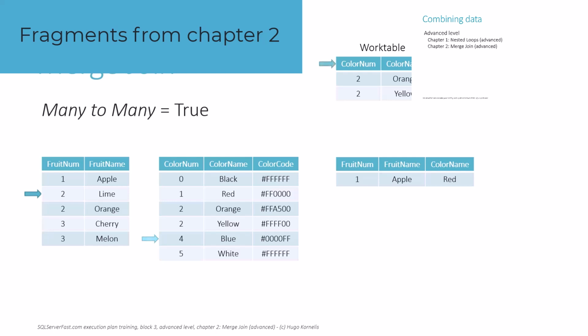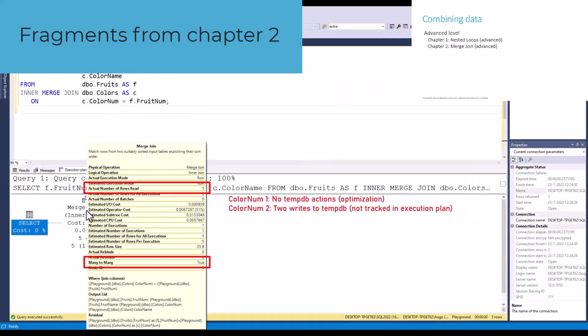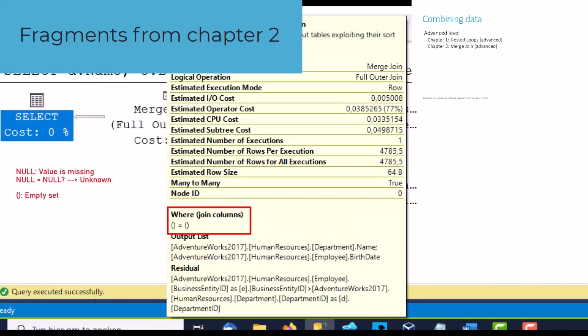After that, we show how the basic algorithm fails when there is a many-to-many relationship between the inputs and how SQL Server works around that. That workaround is not free though. We end the chapter with a look at an edge case where merge join is used to produce the Cartesian product of two inputs.